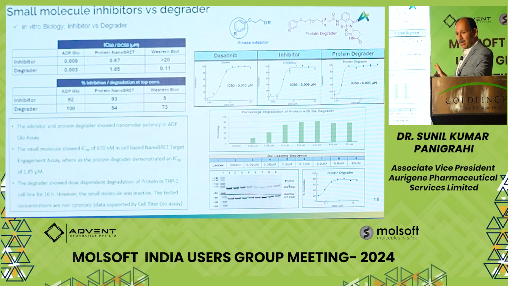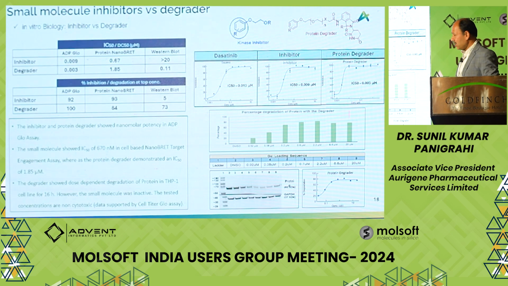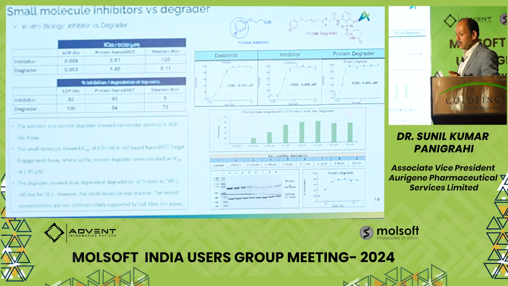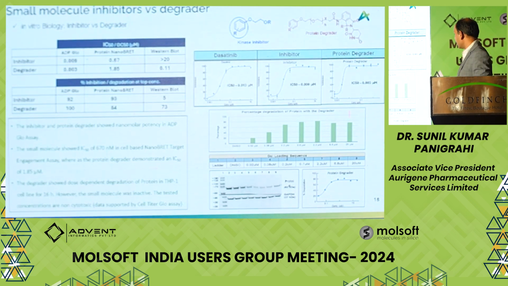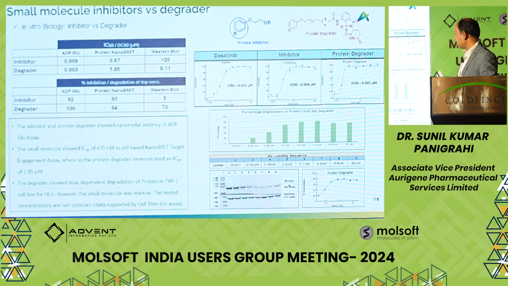So typically we compare the small molecule versus the degrader to understand whether there is a degradation effect. Here we could see that the degrader has very good potency, equally maintained with respect to the inhibitor, which is around 3 nanomolar compared to 9 nanomolar. Their degradation values are also shown here, and it was pretty well established.